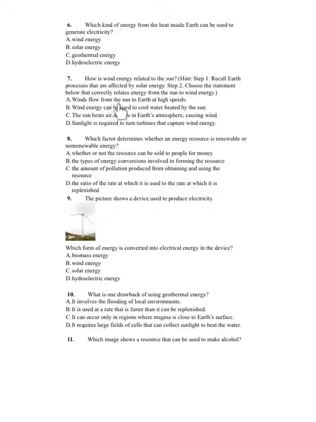A, winds flow from the sun to the earth at high speeds. B, wind energy can be used to cool water heated by the sun. C, the sun heats air masses in the Earth's atmosphere, causing wind. D, sunlight is required to turn turbines that capture wind energy.